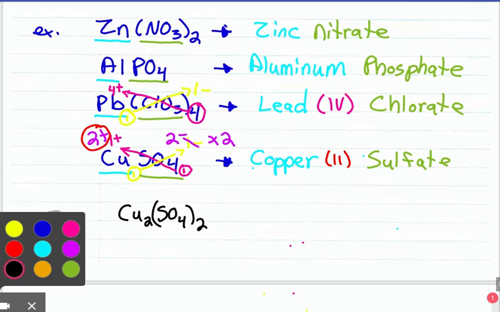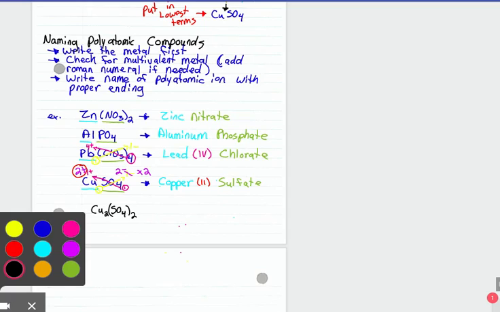Okay, so that concludes our lesson on naming and determining formulas for polyatomic compounds. So all you're going to have to do now is to do some practice until you get good at recognizing when you have a polyatomic ion. And then you can name it properly.